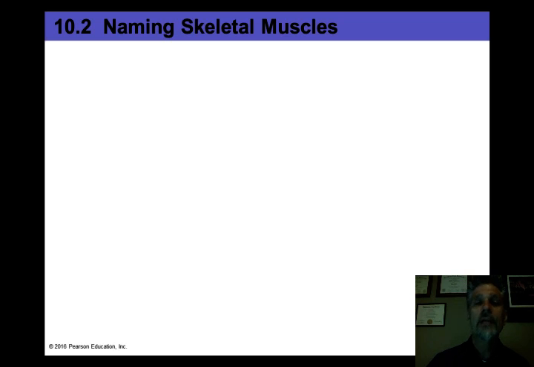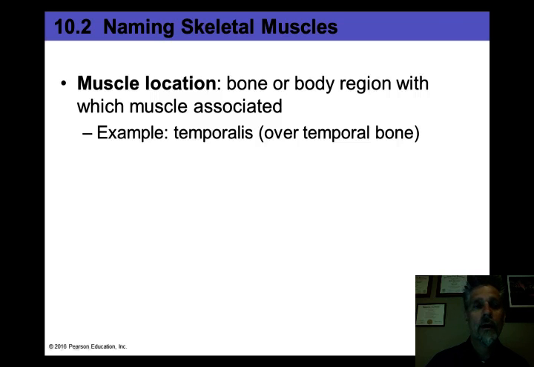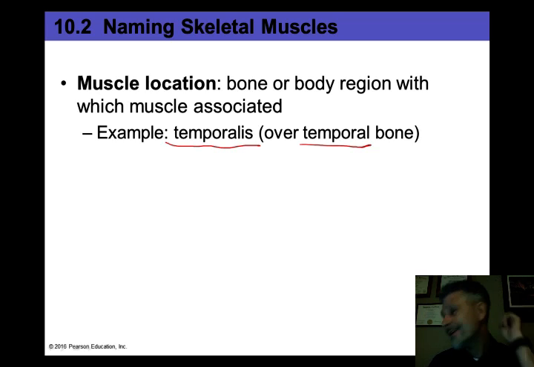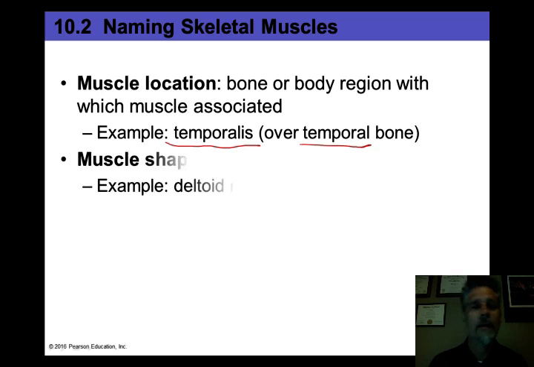And one of the things we said is that oftentimes the names of the muscles will give you hints about the different characteristics of that muscle, and some of the ways muscles are named are according to, for instance, muscle location. So as you've been going through in lab, you've been learning about muscles like the temporalis, which is over the temporal bone, right? So it tells you where it's located. There's also a frontalis muscle over here and occipitalis back down there.